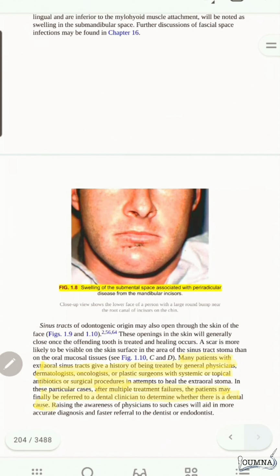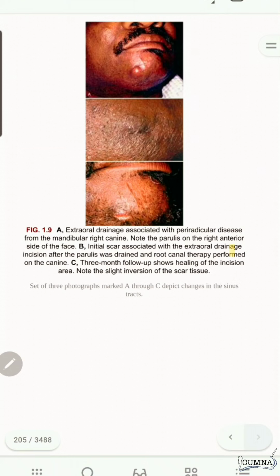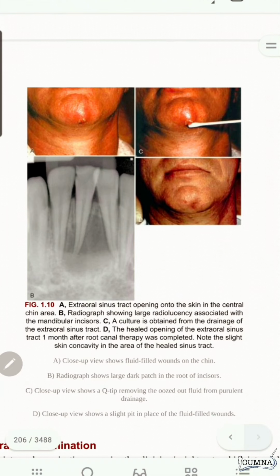When the swelling is in the submental area, usually the mandibular incisors are the cause of the disease. Here we can see that there is an extraoral drainage associated with the periapical disease of the mandibular right canine. When we did the incision and treated the canine, after 3 months we saw that the healing of the incision has occurred, but a scar remained. And this is usually the case with an extraoral drainage, that the tissue does not go back to its original shape. Like this lady that had an extraoral drainage from her chin. The source of infection was the mandibular incisors. We can see that the skin had a concavity in the area after the healing.